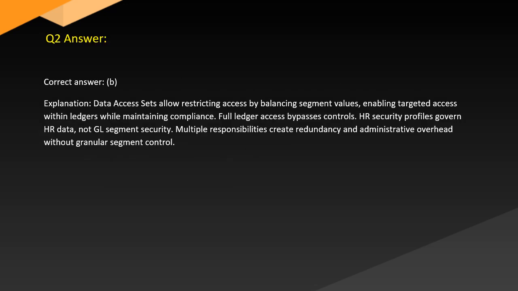Answer. Correct answer: B. Explanation. Data access sets allow restricting access by balancing segment values, enabling targeted access within ledgers while maintaining compliance. Full ledger access bypasses controls. HR security profiles govern HR data, not GL segment security. Multiple responsibilities create redundancy and administrative overhead without granular segment control.